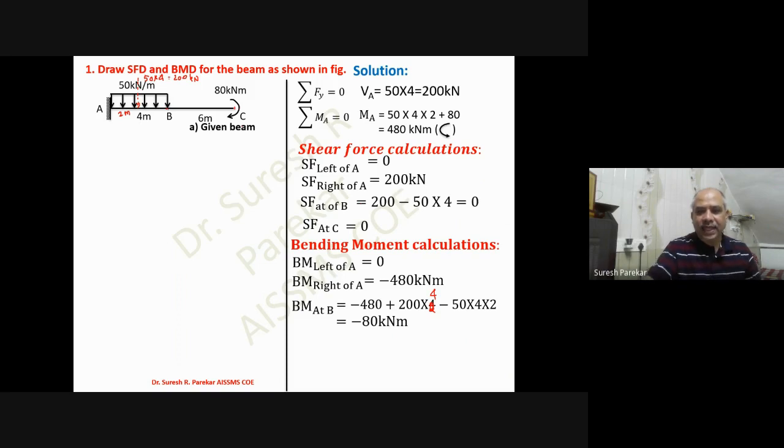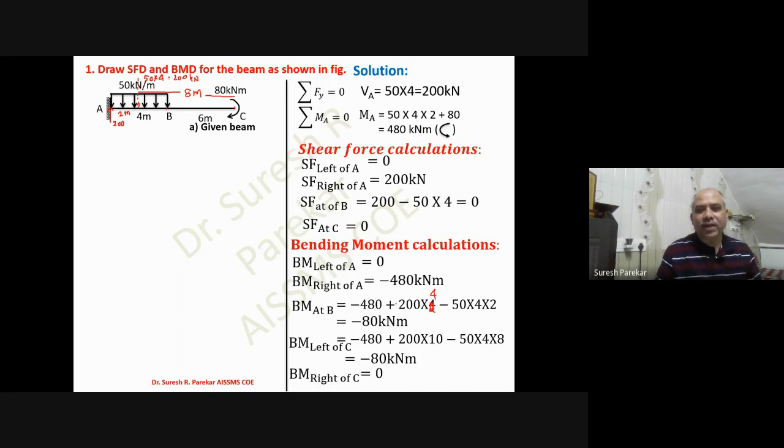Now we will find the bending moment at C. We have minus 480 plus 200 into 10, where 200 is the reaction over here. So 200 into 10 minus 50 into 4, and the distance from here is 6 plus 2, so this is 8 meter. So we have 50 into 4 into 8, and this value again is minus 80 kilonewton meter. Then bending moment right of C, we can directly write 0, or you can have minus 80 plus 80, which is 0. And then we will plot it.